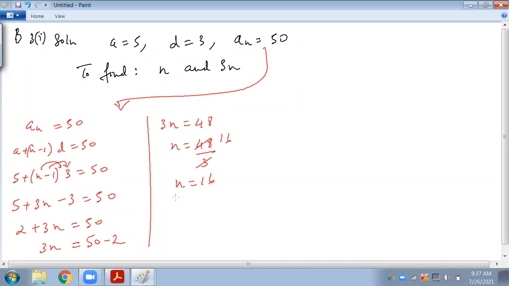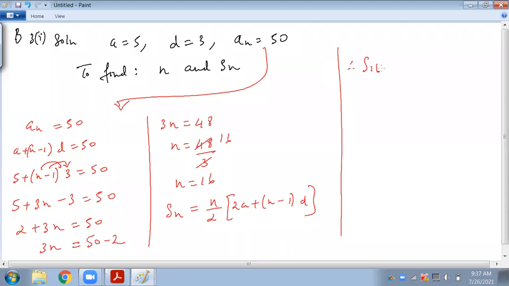Now since we got n, we can find Sn. Sn is given by what? Here we don't know the last term, so we have to take the big formula, that is n by 2, 2a plus (n minus 1)d. So put the values. Since n is 16, we'll find S16. Wherever there is n, it will be 16. So 16 by 2. 2 into a is 2 into 5. Plus n minus 1, n is 16, so 16 minus 1. d is how much? d is 3.